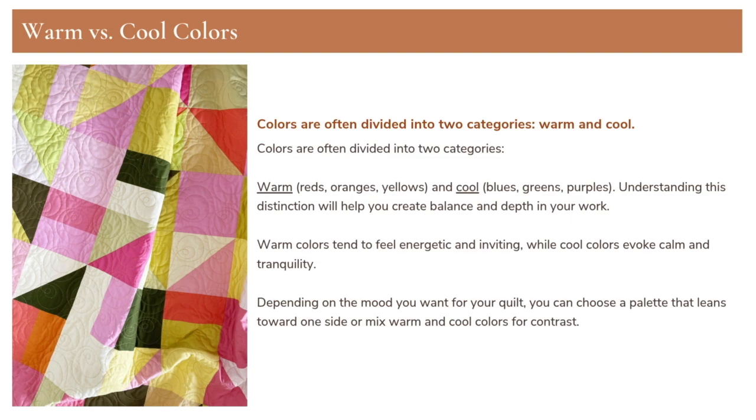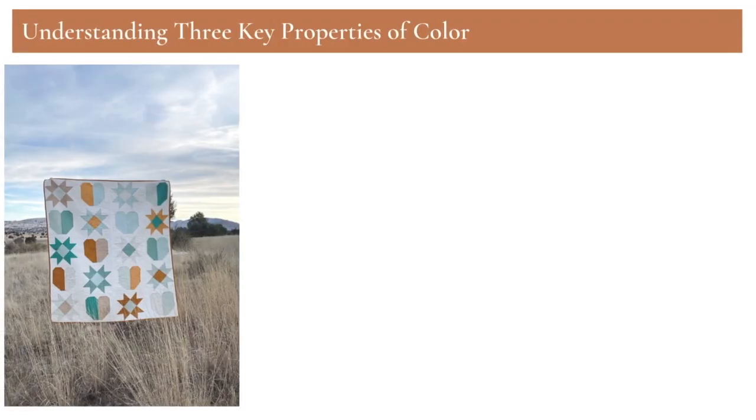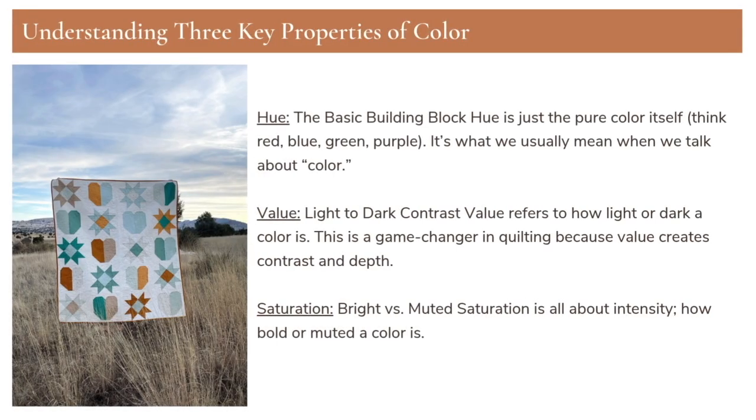And then finally, there are three key properties of color. We've got the hue, value, and saturation. Hue is the basic building block. Hue is basically just the color itself. Red, blue, green. It's usually what we mean when we say the word color.